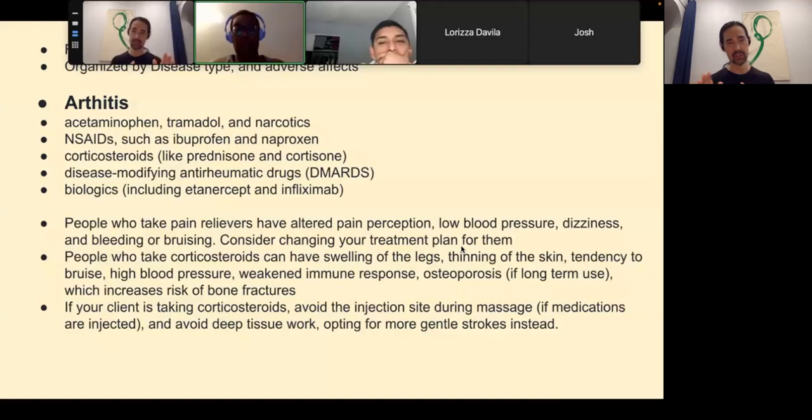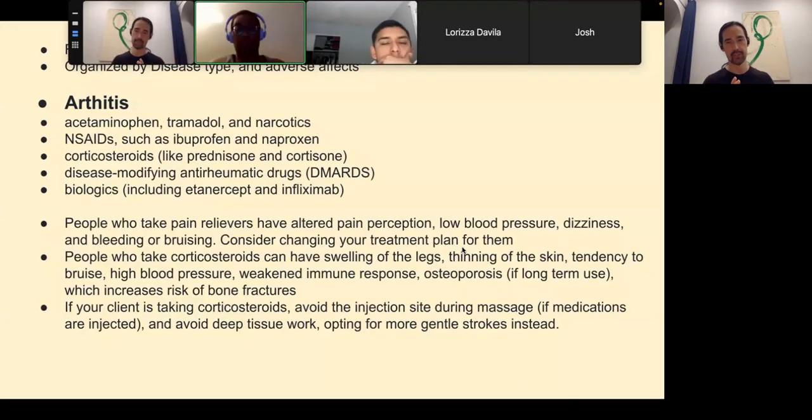On the MBLEx questions, you'll see the questions will be things like treat them normally, go extra deep, go just a little bit less deep than usual, right? So it's really kind of, I don't want to say common sense, but it's not going to be that tricky. It's also not that specific, right? It's also not like avoid tapotement, use effleurage. They don't get that specific when they ask about a patient who's taking pain relievers.